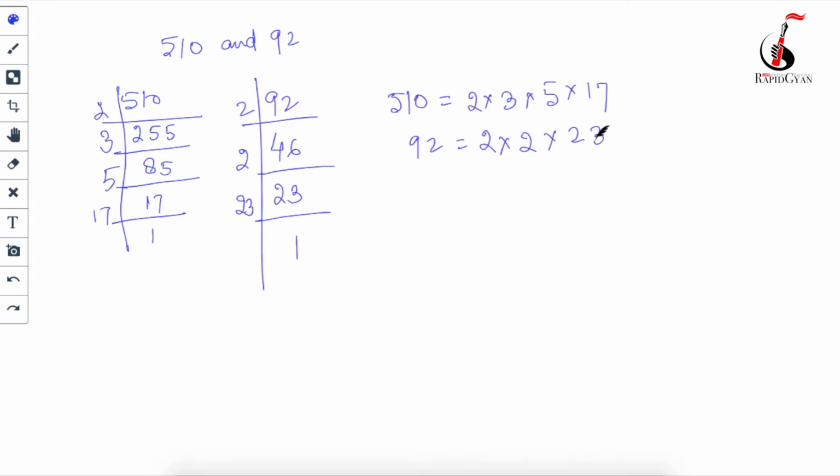Okay, so what will be your HCF? The common factor, I can see only one common factor. So my HCF will become 2. And let's find the LCM.